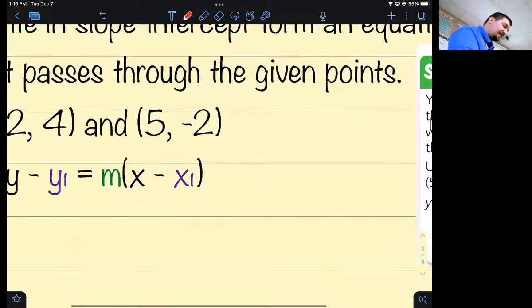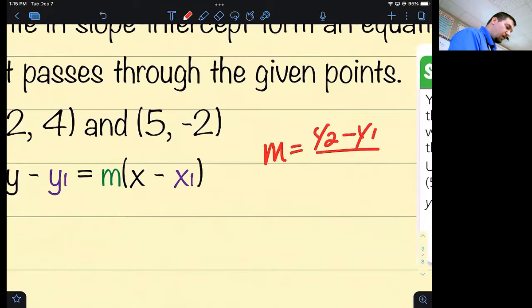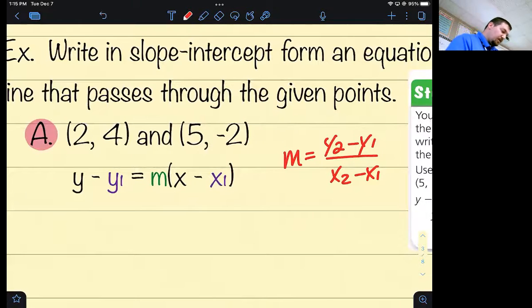So remember, to find slope, I'm only going to write this once. y2 minus y1 over x2 minus x1. We did that a couple sections ago, or actually it seems like it's been longer. So y2 -2 minus y1 4 over x2 5 minus x1 which is 2.